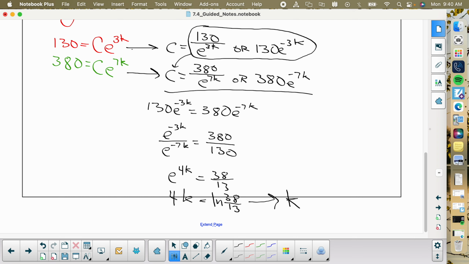Actually, this is kind of nice. We found k first. Normally, that's the one that's harder to solve for. So, 1/4 ln of 38 thirteenths. And I know what's going to happen is you guys are going to get all the way to the end here, and you'll feel like you're done with the problem because we did so many steps. It's a lot of work to get there. All I did was find us our first constant. All this does is let us start the problem again to figure out C.